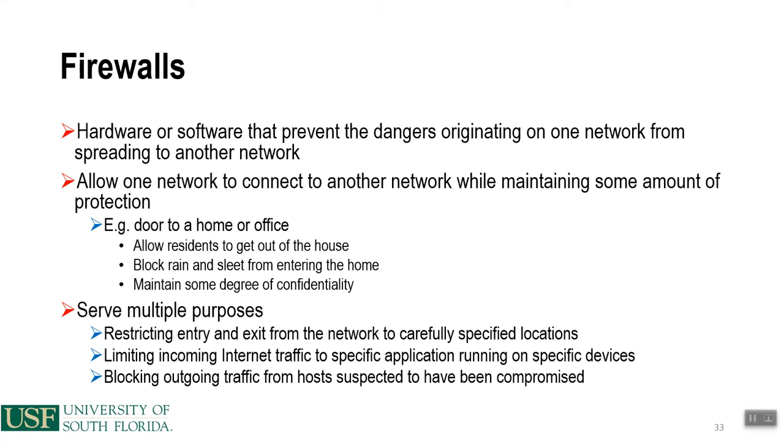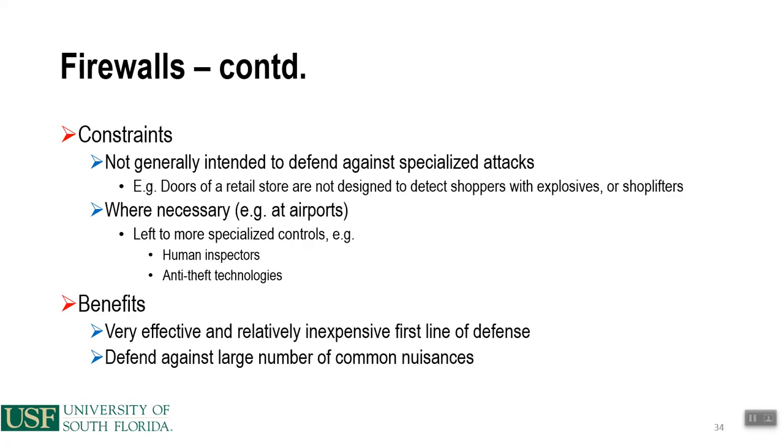And firewalls serve multiple purposes. It restricts entry and exit from the network to carefully specified locations. It limits incoming internet traffic to specific applications running on specific devices. And it blocks outgoing traffic from hosts suspected to have been compromised. So say, for example, something did get through to one of your devices on your network. What the firewall will help you do as well is help that particular machine protect against attacking other machines out in the real world.